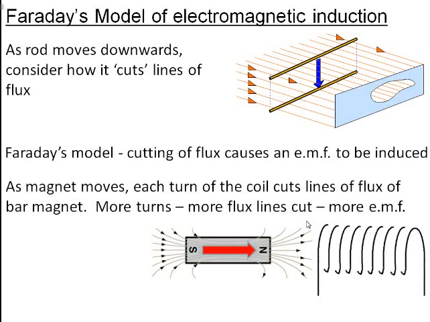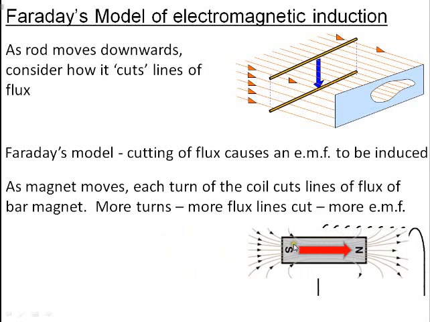Okay, so how are we going to put some terms on this? Faraday's model of electromagnetic induction we've just seen, it's all about how it's cutting the lines of flux. So that bar as it moves down the page, it's cutting through the lines of flux. So you can think of electricity being generated, or an EMF being induced, when lines of flux are cut by a conductor. If you look at this little picture at the bottom, if you've got a bar magnet and a coil, if you move the magnet into the coil, these lines of flux will be cut by the coil.